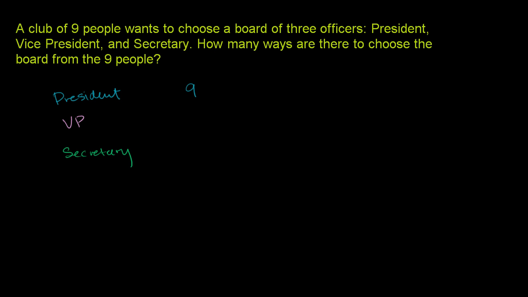How many people are left to be vice president? Well, now there's only 8 possible candidates for vice president. Now he or she also goes aside. Now how many people are left for secretary? Well, now there's only 7 possibilities for secretary. So if you want to think about all of the different ways there are to choose a board from the 9 people, there's the 9 for president times the 8 for vice president times the 7 for secretary.